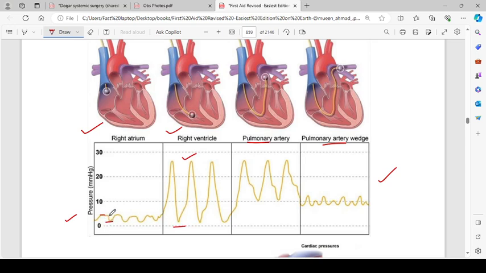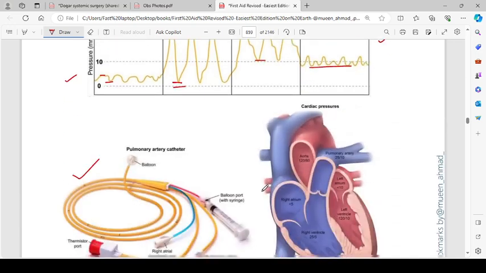The 0 is diastolic and the 5 is systolic. In the right ventricle, the pressure moves between 5 millimeters of mercury minimum... or no, it is 0 to 25 millimeters of mercury. In the pulmonary artery, the pressure varies between 10 and 25 millimeters of mercury, and the diastolic pressure in the pulmonary artery is near about 10 millimeters of mercury.